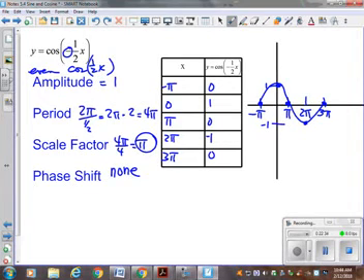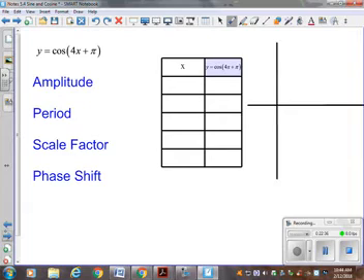All right. Okay, we're going to look at a phase shift. And then right after that, we're going to look at one that has a number for B, since we didn't look at a number for B on sine.